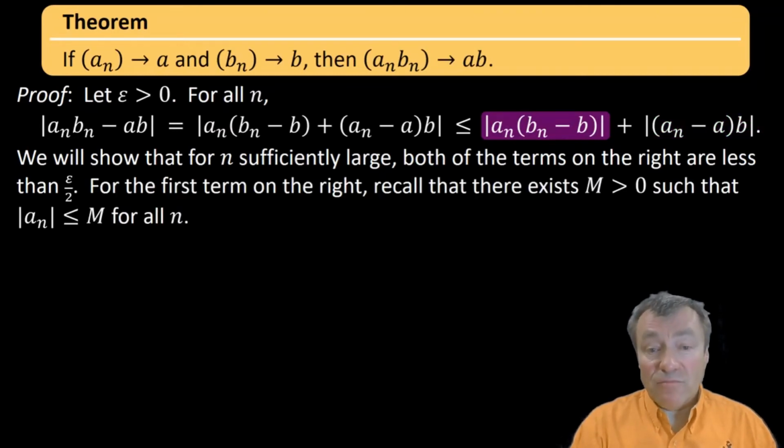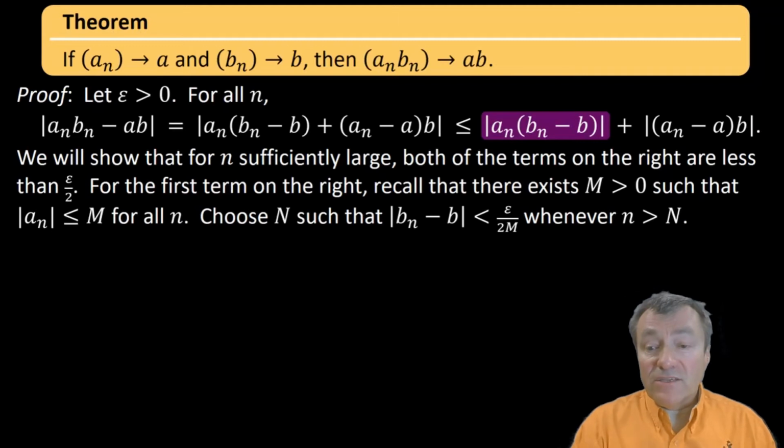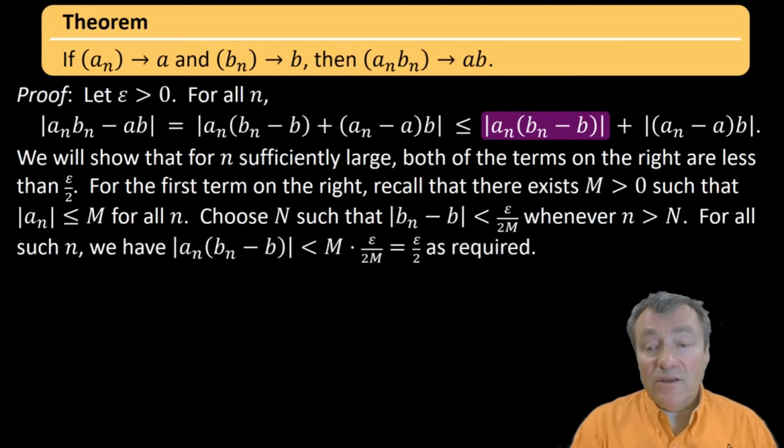For the first term on the right-hand side, I've highlighted it. Recall that all the terms a_n are bounded by some positive constant M. I did that in the previous video. Now you can choose N such that b_n is within epsilon over 2M of b whenever little n is bigger than capital N. This will take care of the highlighted term in purple.